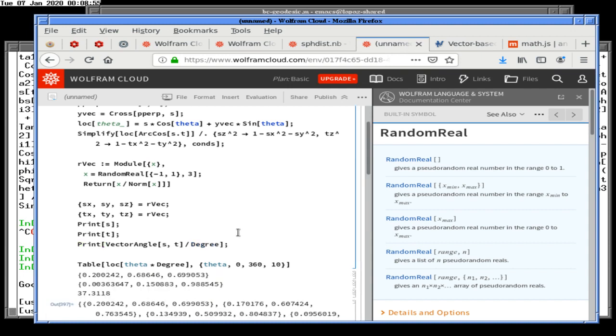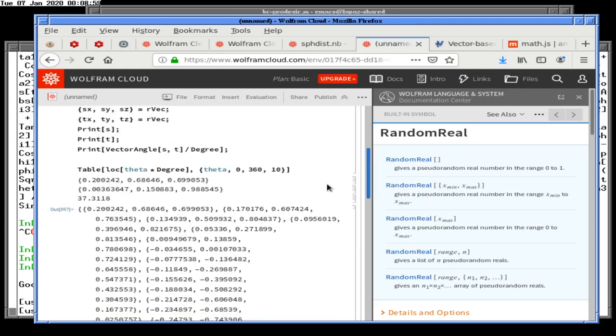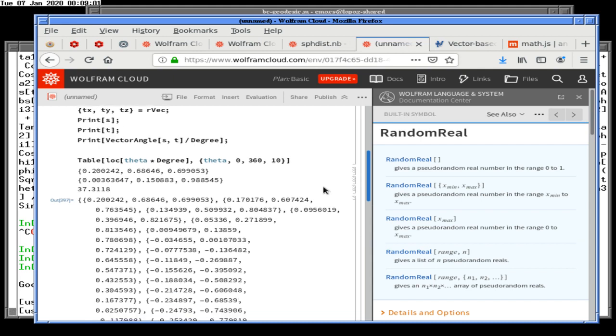Okay, so 37 degree angle, which means about 3 into this we should start seeing 0, 10, 20, 30. Okay-ish. Nope, not really happening. All right. That's not good.